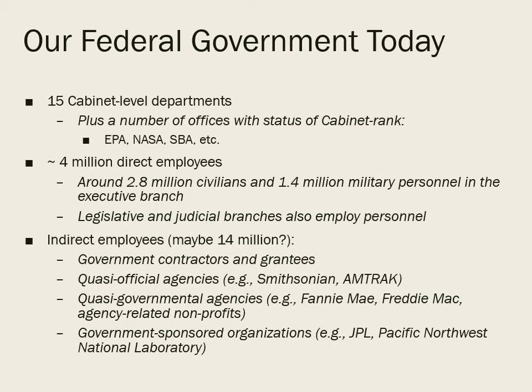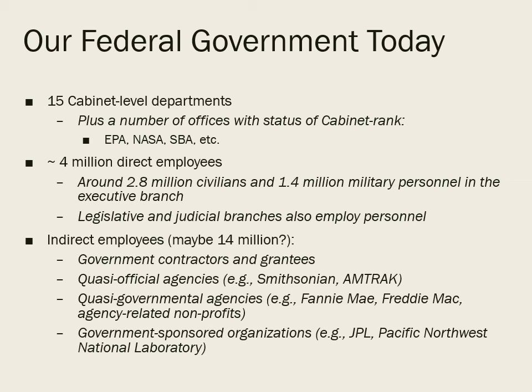And our government today is made up of 15 cabinet-level departments, plus a number of agencies that have the same status as a cabinet department, but aren't actually part of the cabinet. That would be, for instance, the EPA and NASA. So our federal government employs around 4 million people directly. So these are people who get their paychecks from the U.S. Treasury. And that includes 2.8 million civilians and 1.4 million military personnel in the executive branch.